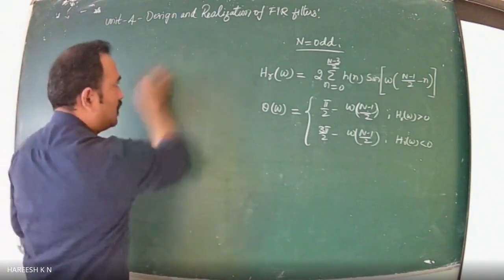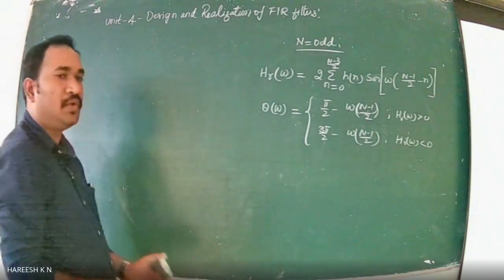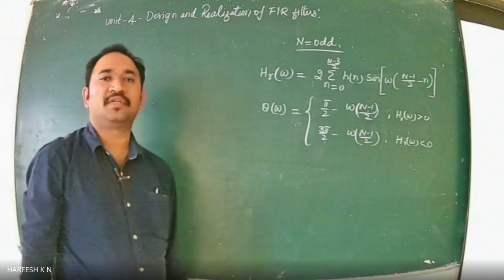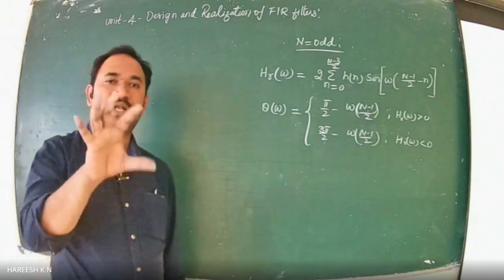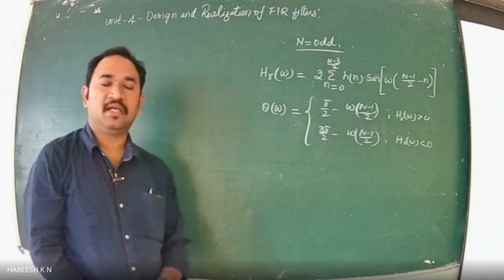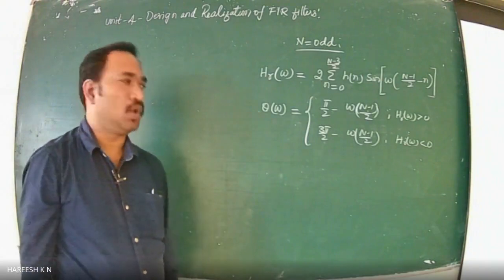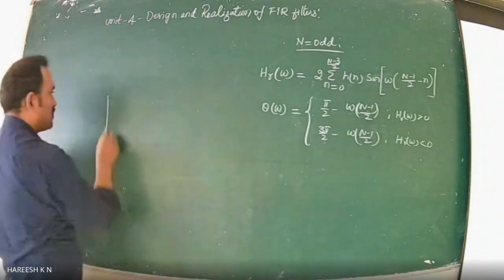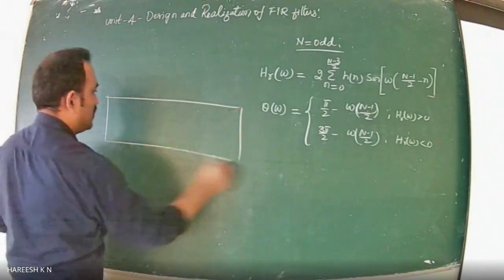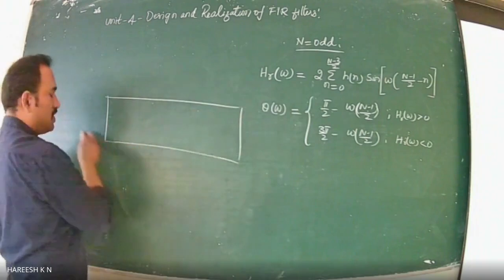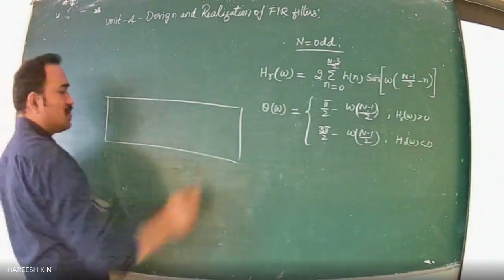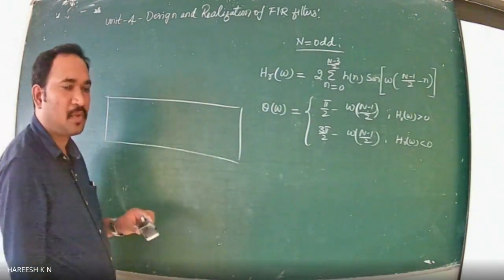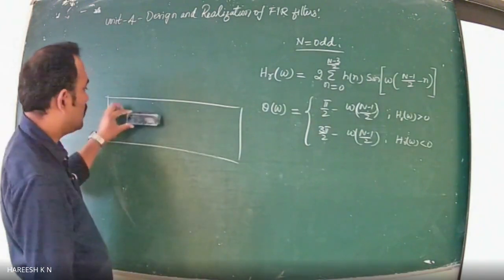There are different types of window. As I told you, we can obtain the finite duration impulse response by limiting it, multiplying with the help of a window. Say, if there is an infinite impulse response, which is continuous in nature, continuing from minus infinity to plus infinity, how can I get a finite duration impulse response? Just by multiplying this window.